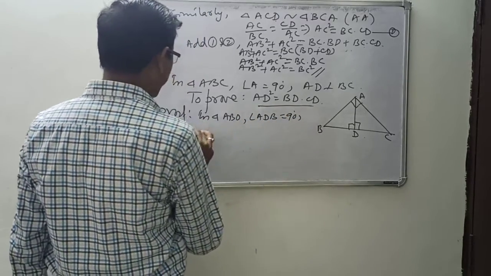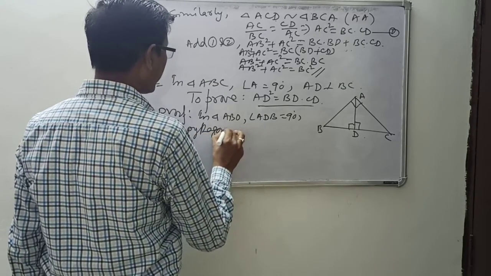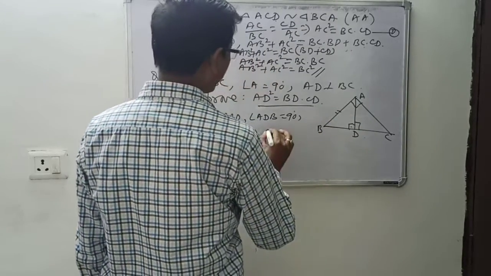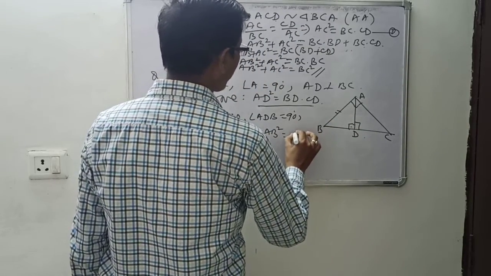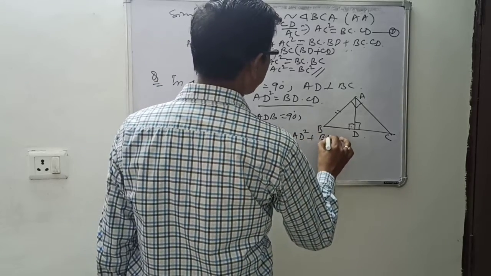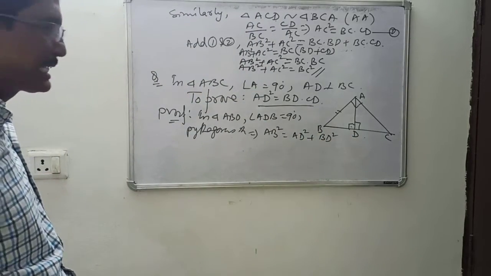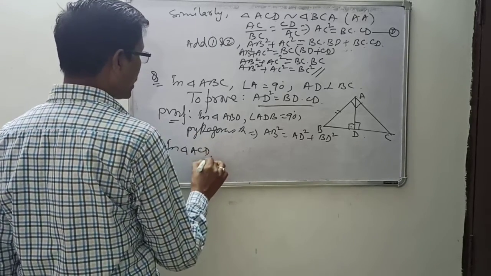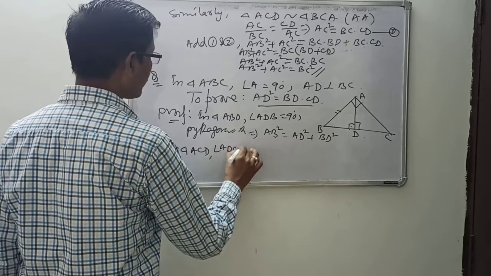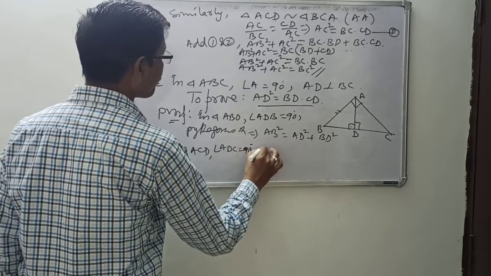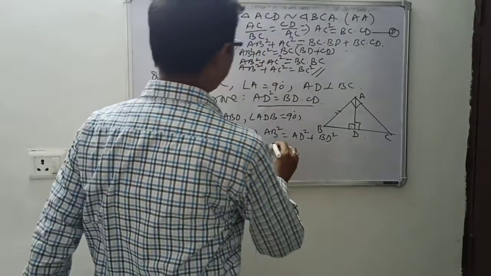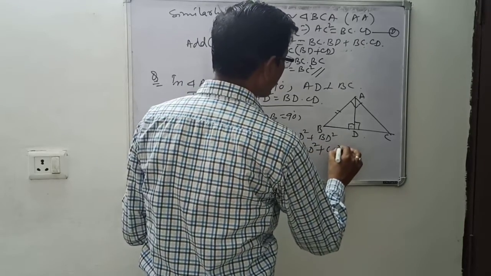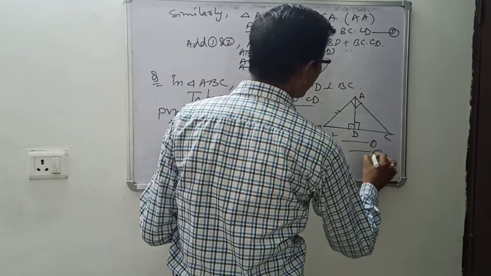So simply one by one, in triangle ABD, angle ADB is 90 degree. So by Pythagoras theorem, what will we get? If this is 90 degree, it is your hypotenuse. So AB square is equal to AD square plus BD square. Next, in triangle ACD also, that angle is 90 degree. So there also by applying Pythagoras theorem, we can say AC square equal to AD square plus CD square. Suppose it is 1, it is 2.